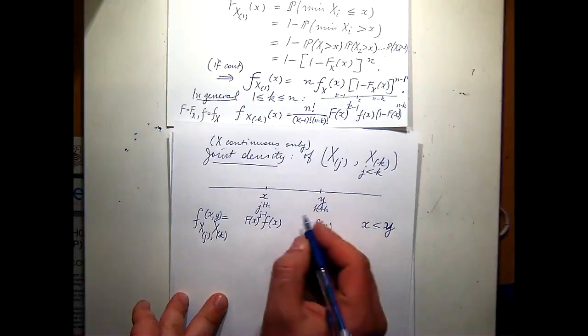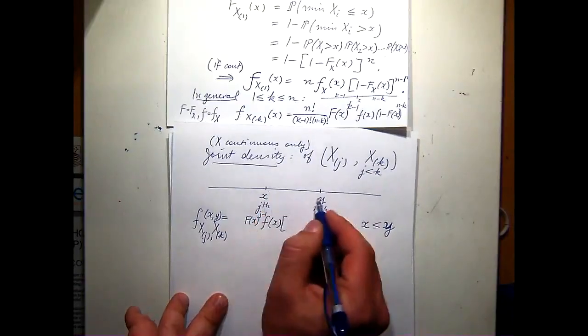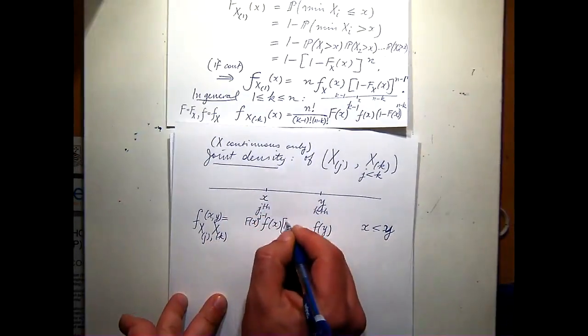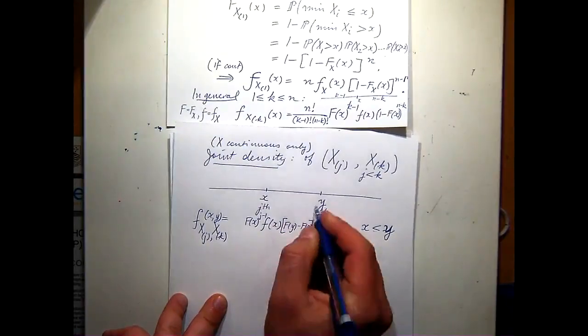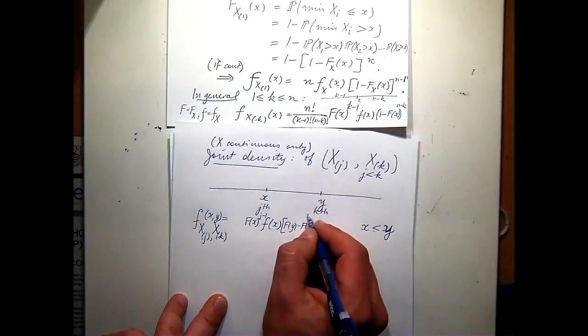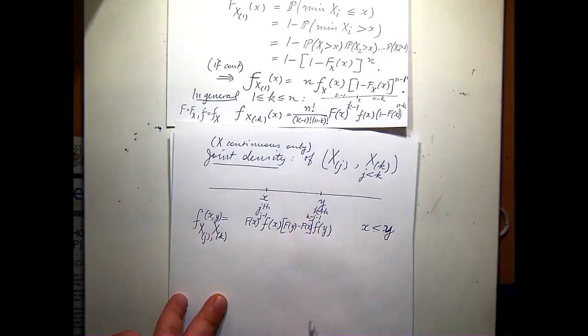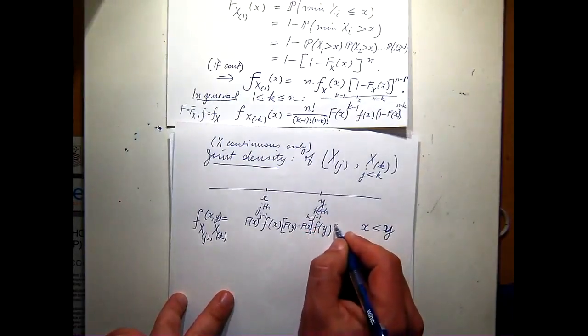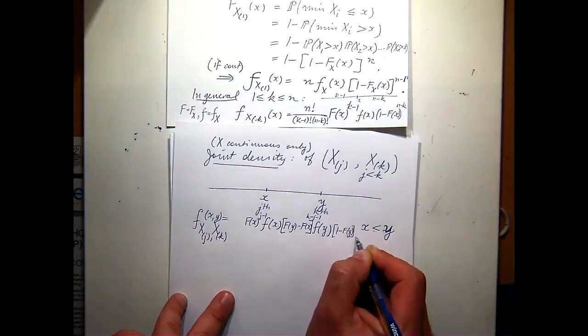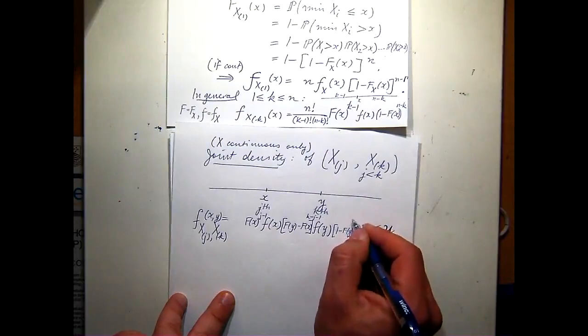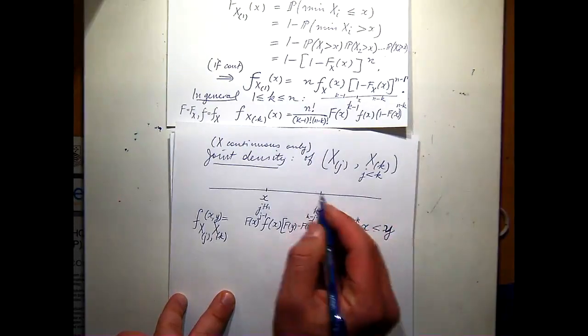And then what's the probability of lying between x and y? It's capital F of y minus capital F of x to the power k minus j minus 1. Okay? And then I have to have 1 minus F of y, the probability of being larger than y, to the power n minus k. That's because there are n observations total.